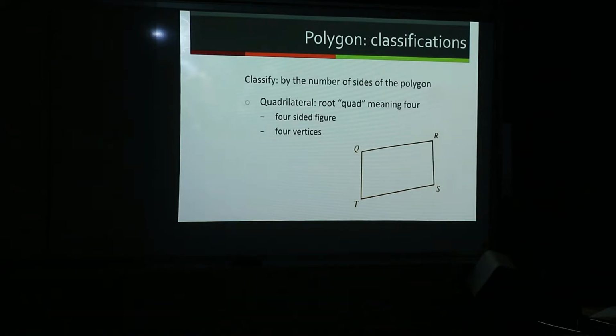All right. For quads, they don't have to be a subcategory.